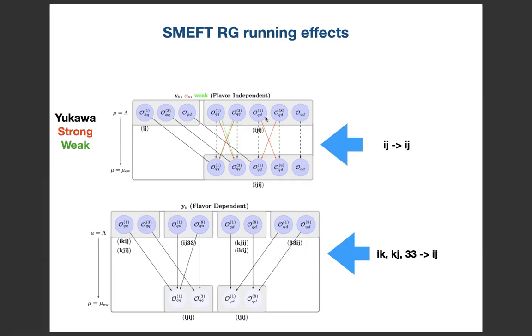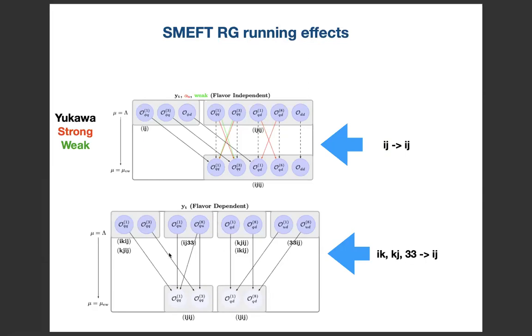So here I'm showing you the mixing pattern due to different kinds of couplings. On this top chart, I have only the operator mixing in which, if you start with ij flavor at the new physics scale, you end up with ij flavor. So the flavor structure remains the same. This is mainly due to the gauge couplings, red and green lines. You can also have the black lines due to Yukawas, which preserve the flavor structure.